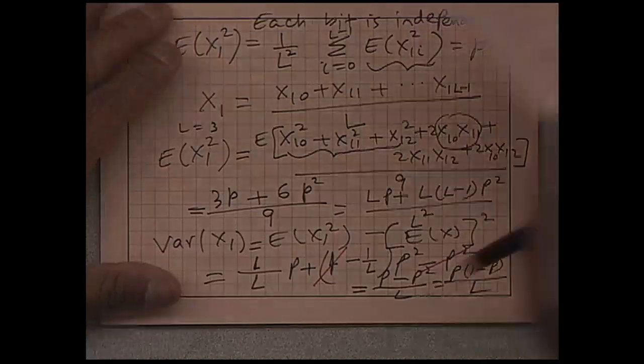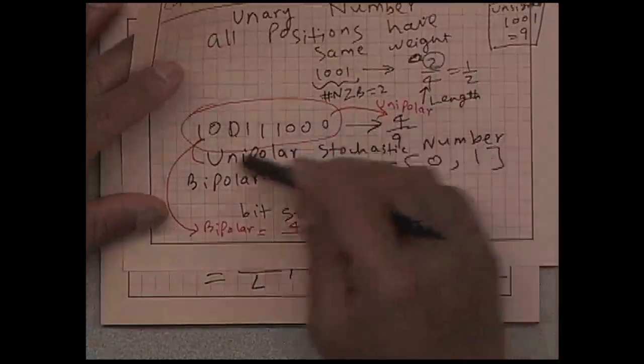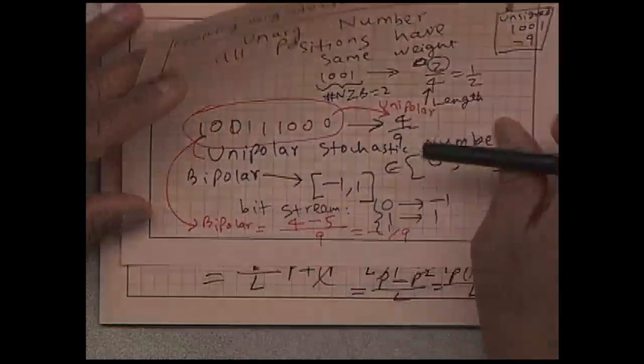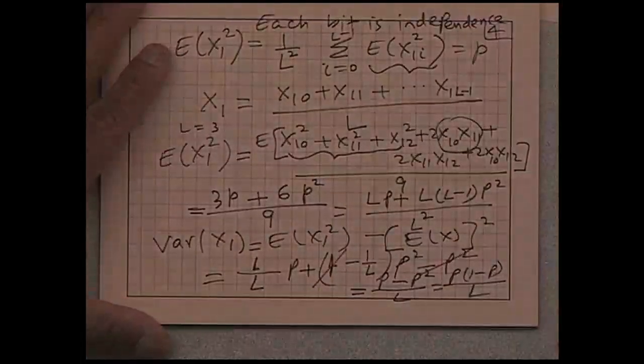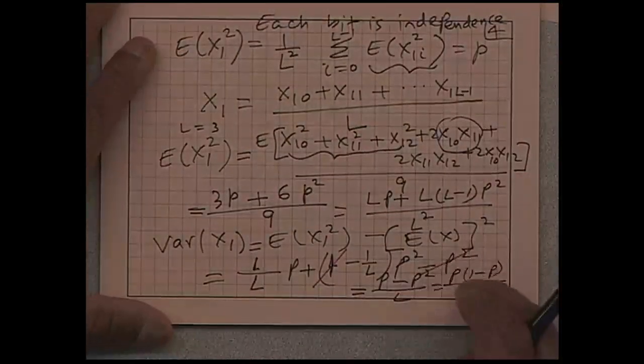So when I represent x1, if I generate a random bit stream for x1 of length 9 with probability 4 by 9, and I generate this at random, then the mean will always be 4 by 9, but that's going to be the variance.